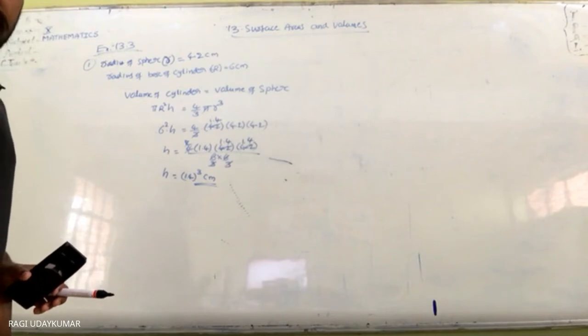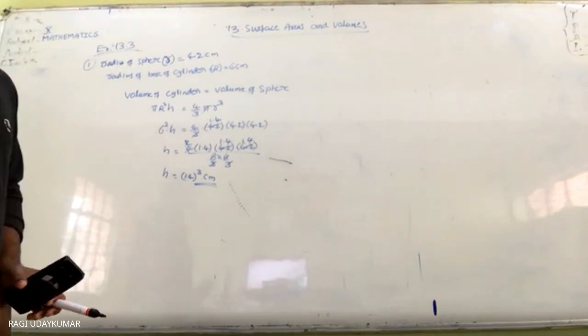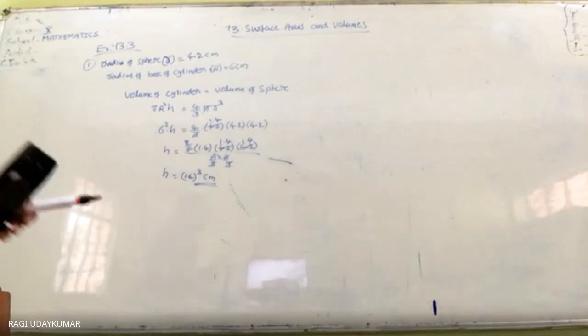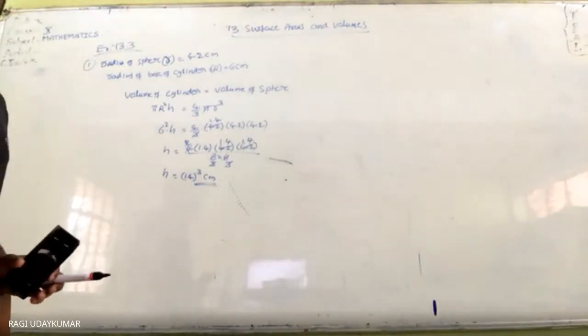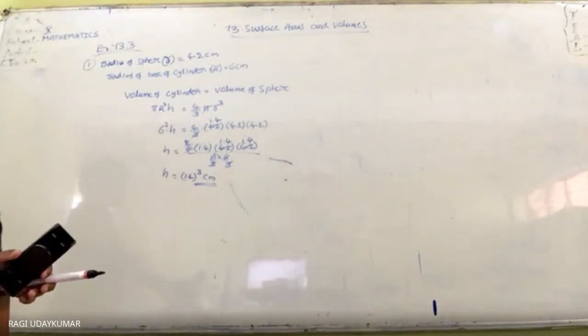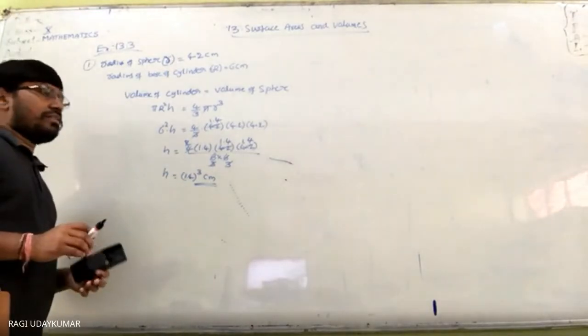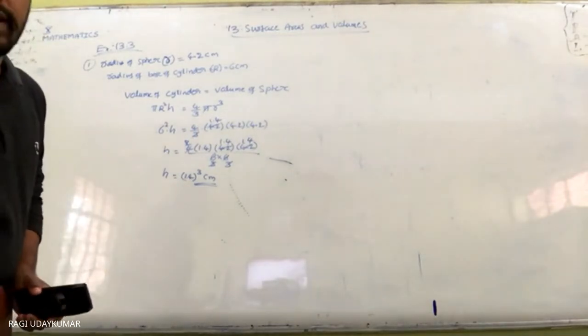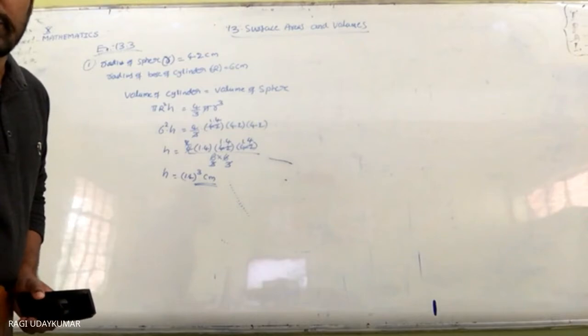Did you understand? Is it clear to you? Yes, sir. Is there any difficulty in this? Find out the value of 1.4 whole cube, that's all. It's very simple here. So now let us see the next question. I will show the next question.